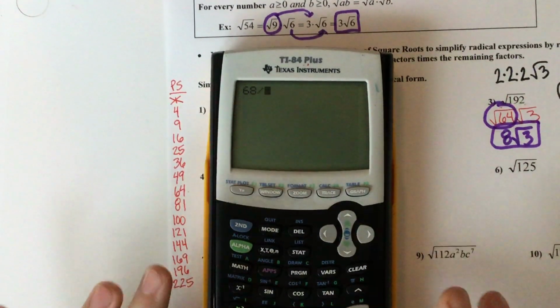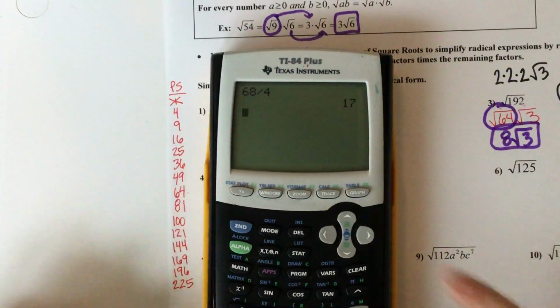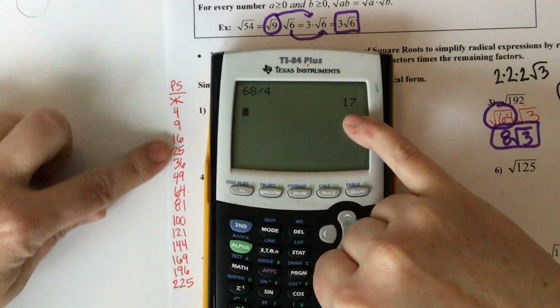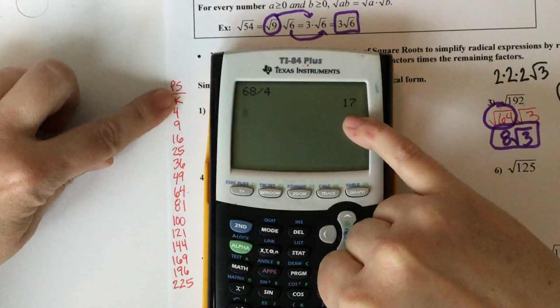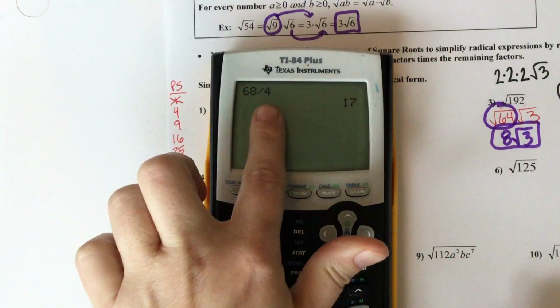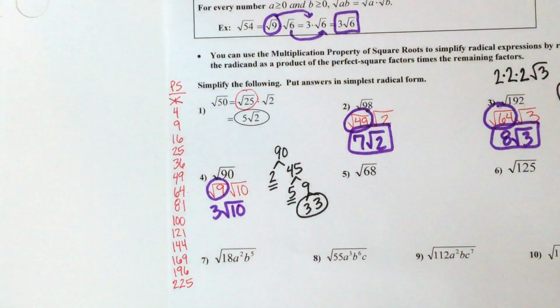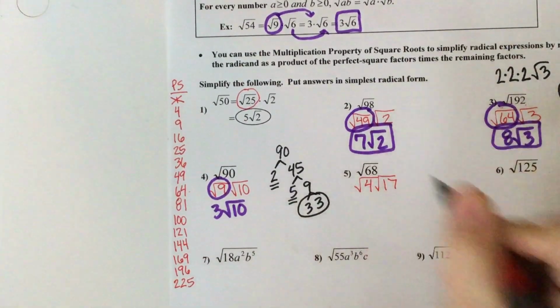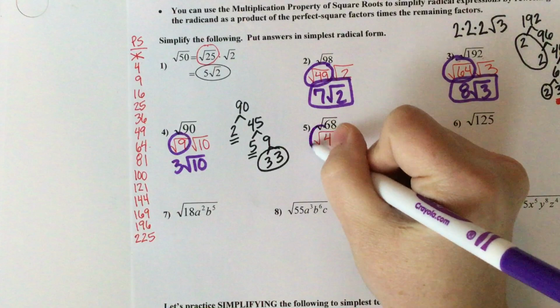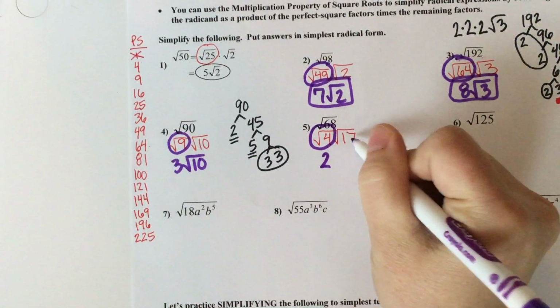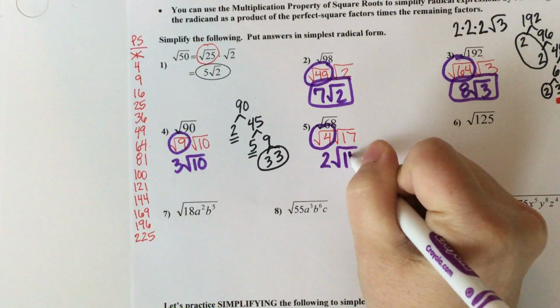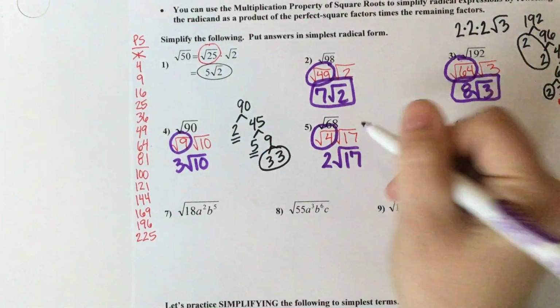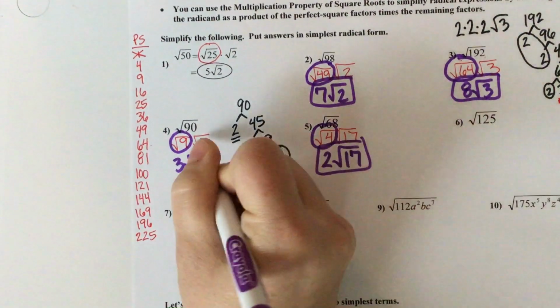68 divided by 4. And that works. Now look at our answer. Can 17 be divided by any of these? Nope. So that's it. So 4 goes in there 17 times. So square root of 4 times square root of 17. And then what is the square root of 4? 2. And then you can't take the square root of 17, so you just recopy it. And that's your answer.